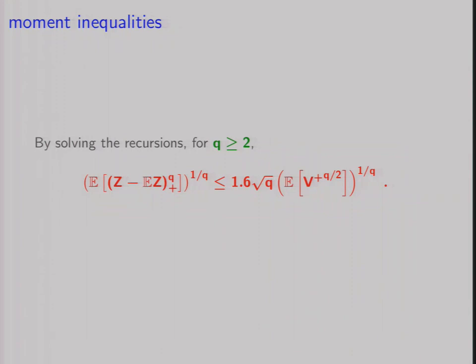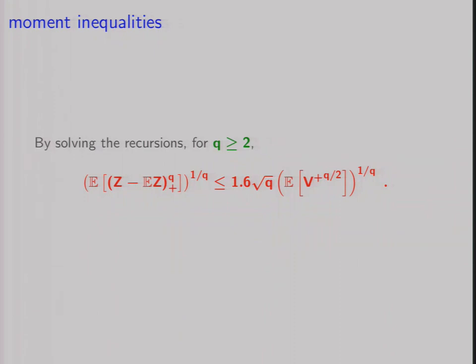So in particular, if this random variable is bounded by a constant, right? That was our bounded differences assumption. If this is always bounded by a constant, then this is just a constant here, and what we get is that the qth moment, raised to the power 1 over q, is less than a constant times square root of q. Well, that's just a sub-Gaussian behavior.